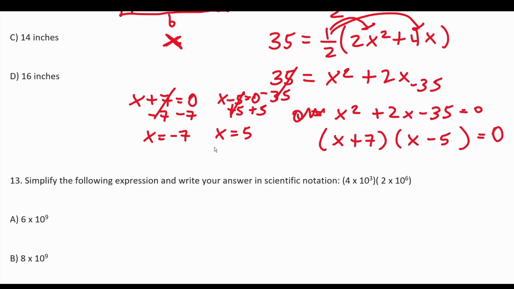Again, we're talking about real distances here, notably heights and the length of the base. So those values are not going to be negative. So we can get rid of this one right here. So we know x is going to be positive 5.